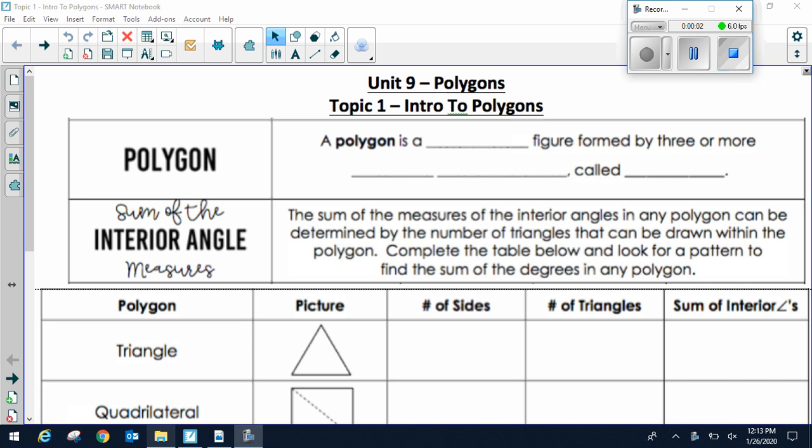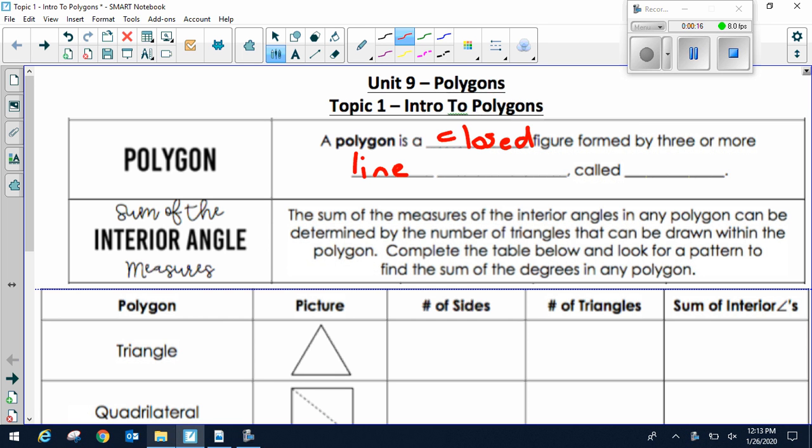Alright, so today we're going to talk about polygons. And a polygon, the definition of it, is a closed figure formed by three or more line segments that we call the sides. Okay? So it's got to be three or more line segments connecting together, closing a figure in.